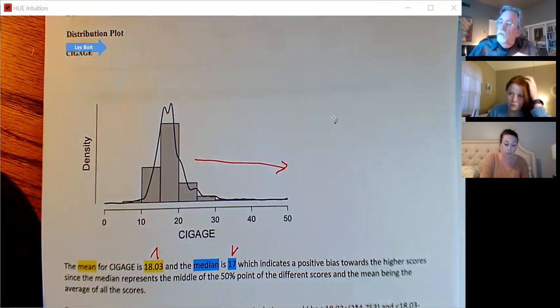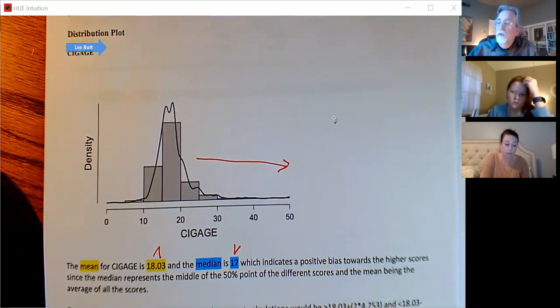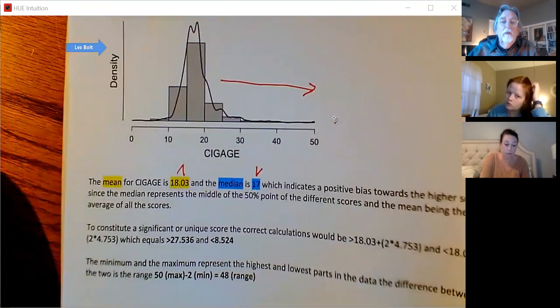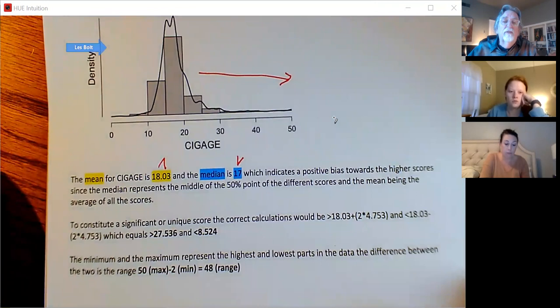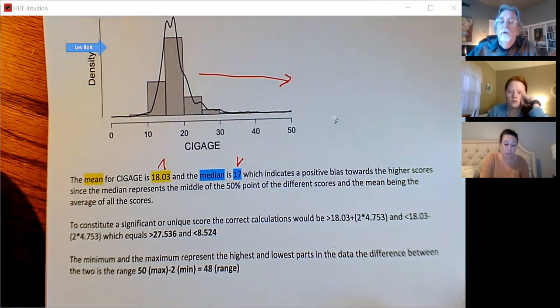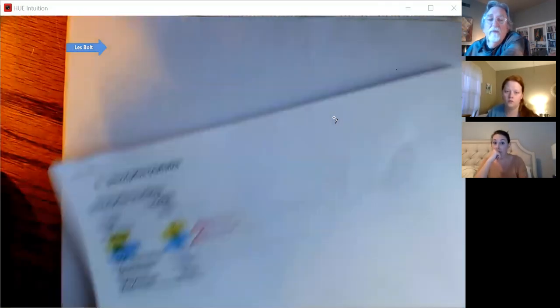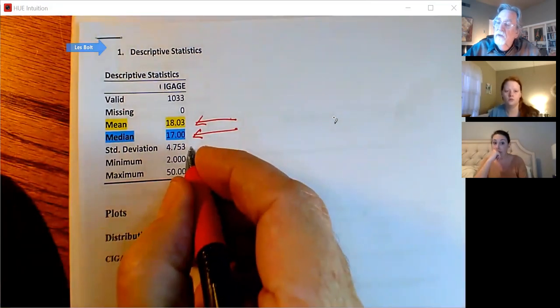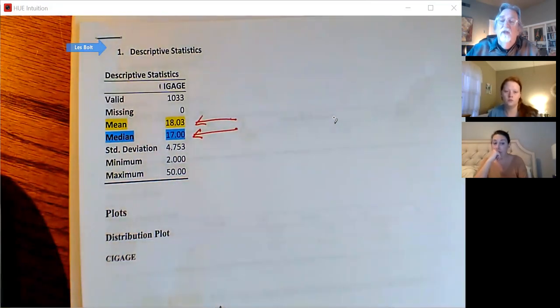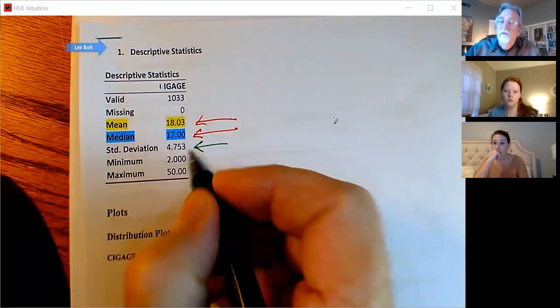We asked what scores would indicate a significant difference between the low score and the high score. In other words, what would be the age at which, either younger or older, we would say this person was significantly younger than the group or significantly older than the group when they began smoking. And for that, we needed the mean plus the standard deviation. The standard deviation in this case was 4.753.